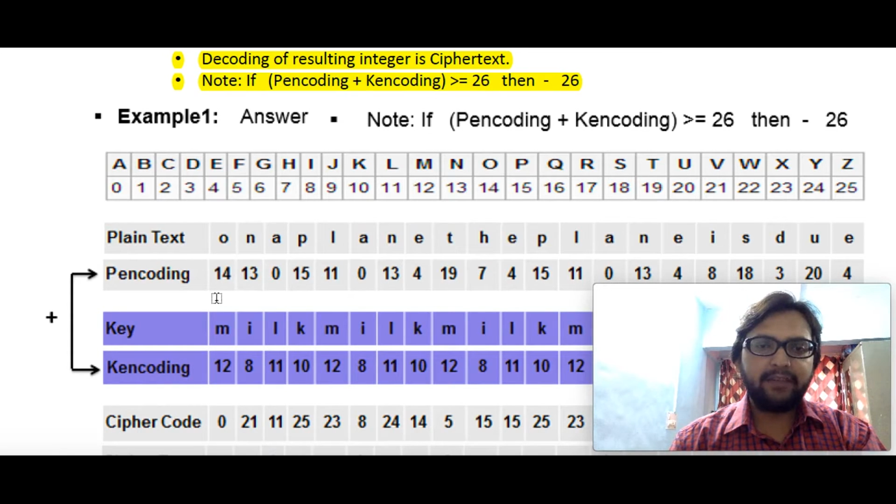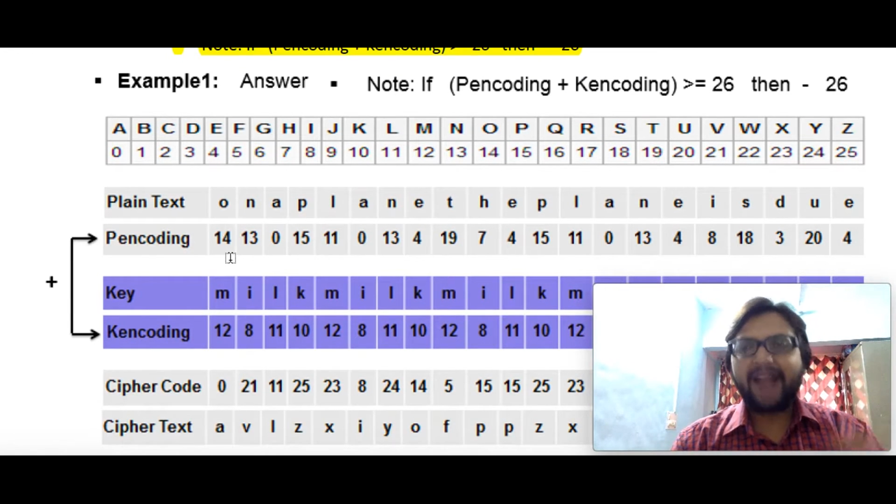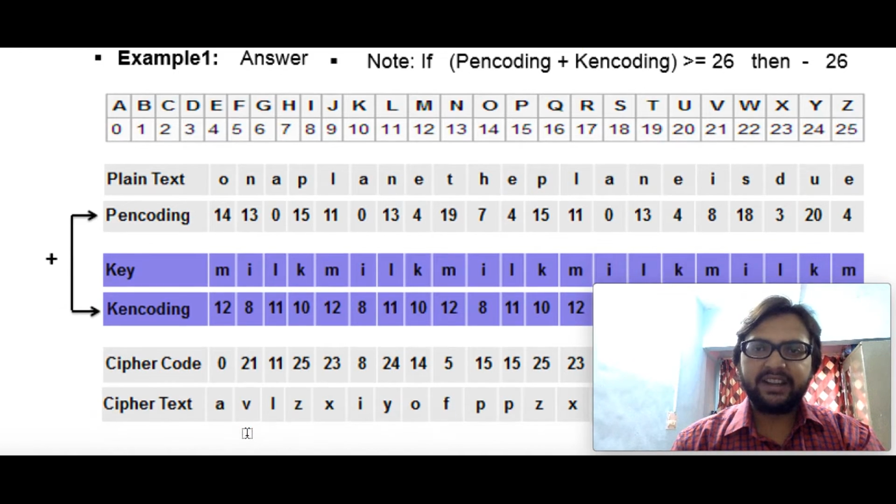So if the pen coding number is 14 and the key coding number is 12, the total is 26. So we subtract 26 from 26, so 26 minus 26 is 0. And on the 0th position, which alphabet do we have? A. Then 13 plus 8 is 21. On 21 we have which alphabet? V. So this is our cipher text which is generating here.